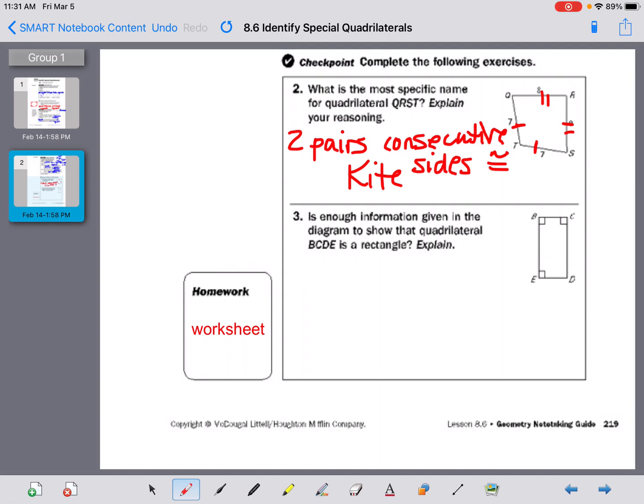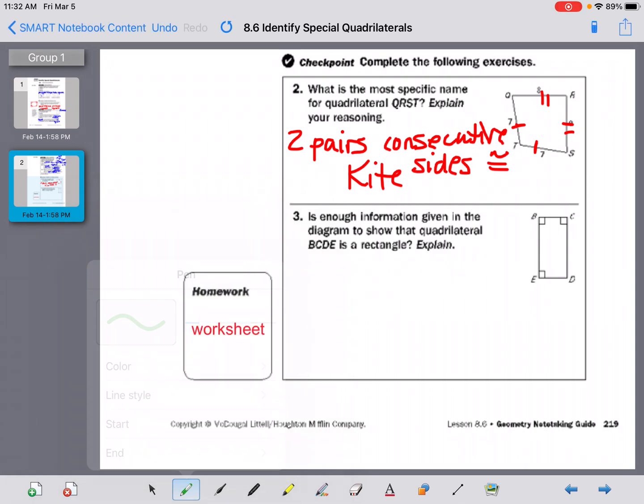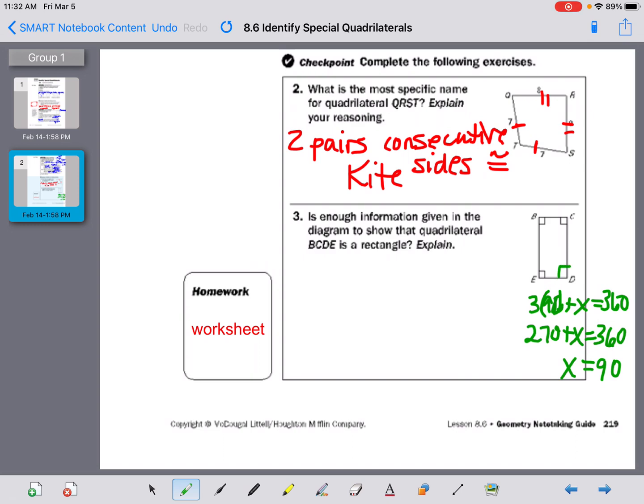Okay. For number 3 down here, is there enough information to say that that quadrilateral has to be a rectangle? Well, they only marked 3 angles. Oh, wait, they're all 90. If I do 3 times 90 plus my missing equals 360, okay, so that gives me 270 plus x equals 360. Subtract 270. Oh, it's going to be a 90. So no, there's no way it's anything else. It's got to be 90.